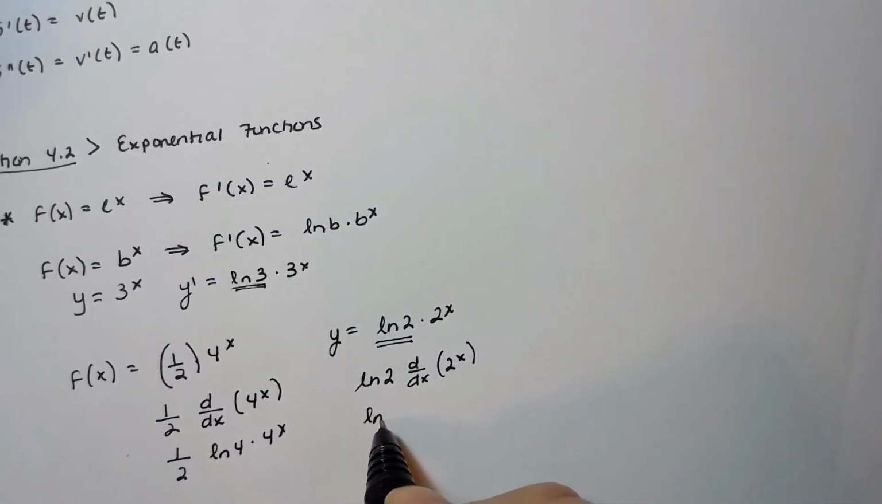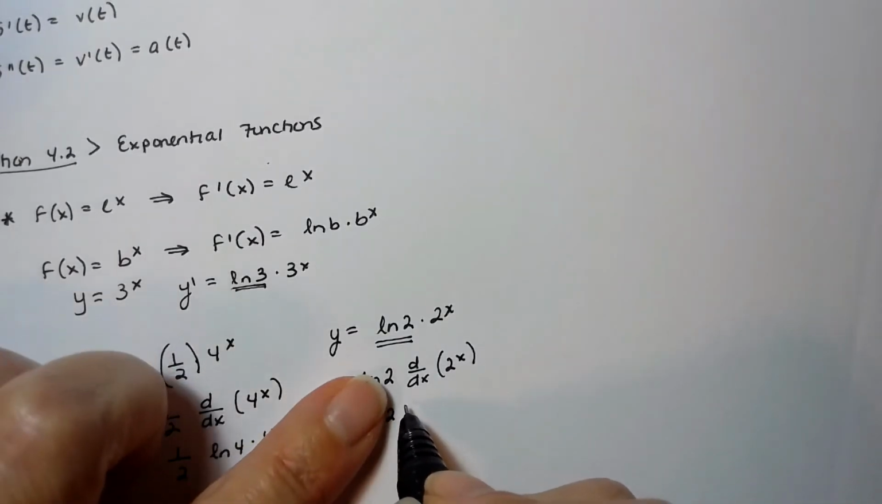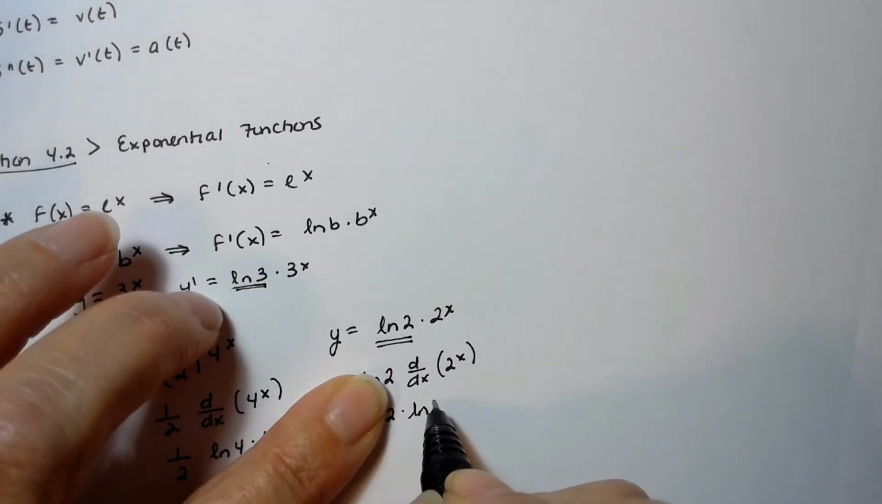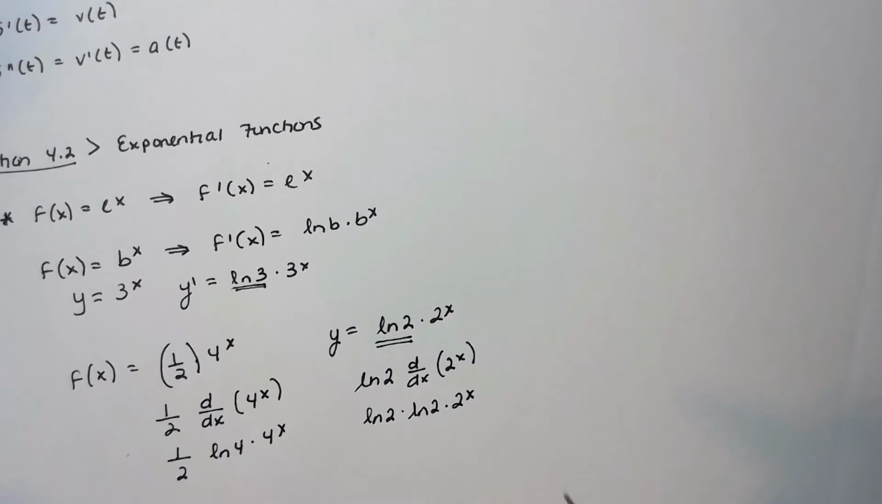And so that's ln 2, right? So I'm just bringing this down. When I take the derivative of this, that's times ln 2 times 2 to the x. And so a lot of times you'll see the answer choice is written as ln 2 squared times 2 to the x in that format. So just keep that in mind. Otherwise, piece of cake.